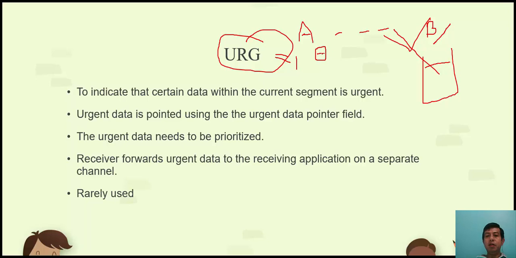Clear? Once the other side receives a packet where this flag is set, it will understand that this packet contains urgent data, and then it will send this packet to the application layer on a separate channel. Now, what's the meaning of a separate channel? Let's understand with an example.